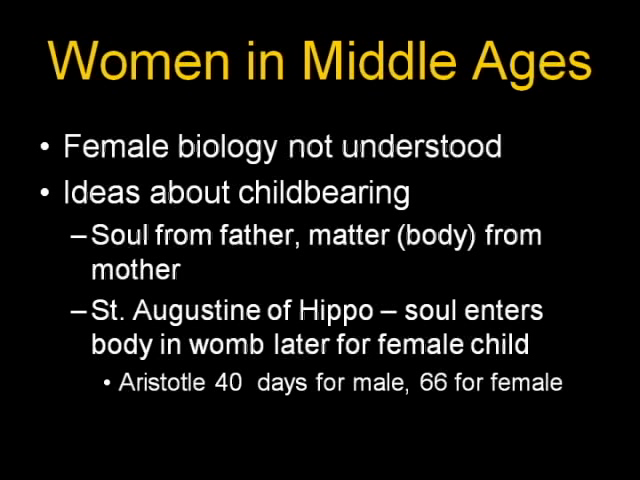St. Augustine of Hippo believed that the soul entered the body in the womb later for a female child. Aristotle, he gets this from Aristotle, said it was 40 days for a male to develop in the womb, I guess to the point of having a spirit, and 66 for the female. Gee, I look at that and say, my, the women must be more complex, more fully formed. But that isn't how they looked at it. It was evidently the weaker vessel took a lot longer to come into being.